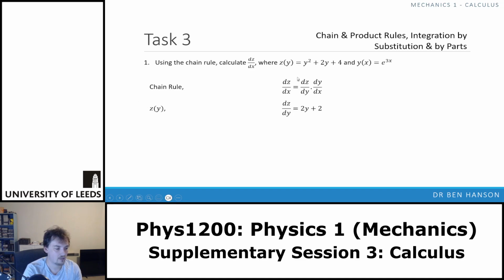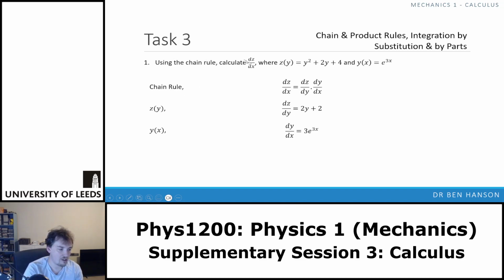So z of y, dz by dy is 2y plus 2, right? It's a polynomial, so we bring that power down and take one off the power, bring that power down and take one off the power, and the constant cancels. So dz by dy is 2y plus 2. dy by dx is 3e to the 3x, right? Because we just take down that prefactor of e to the x.